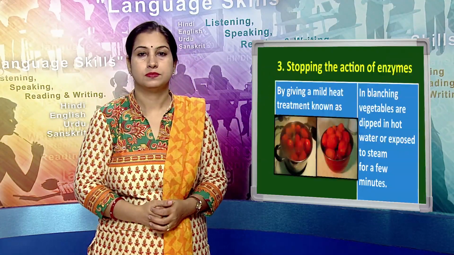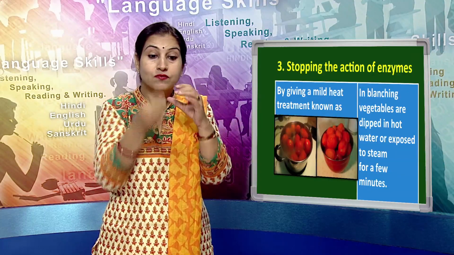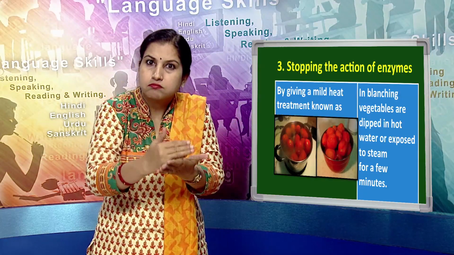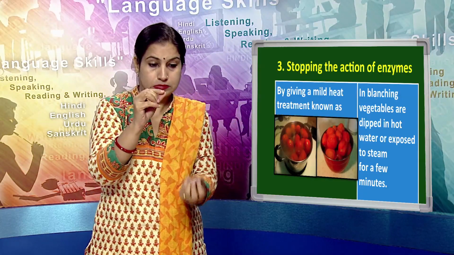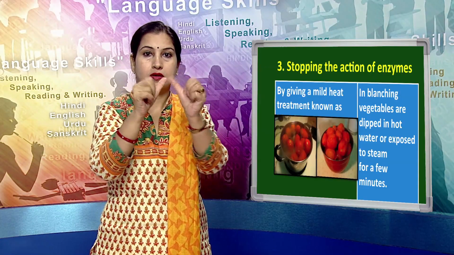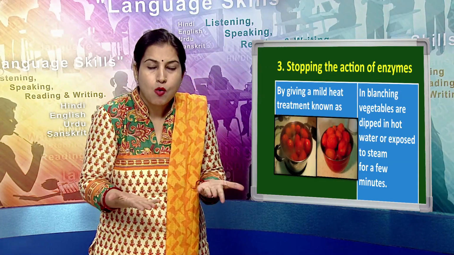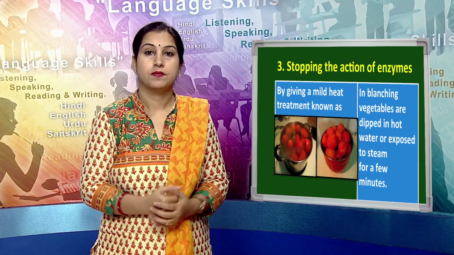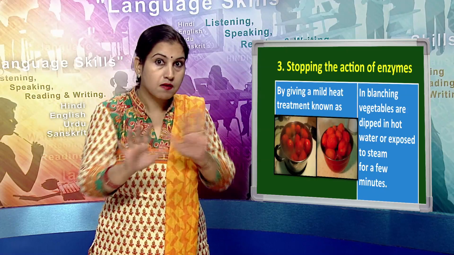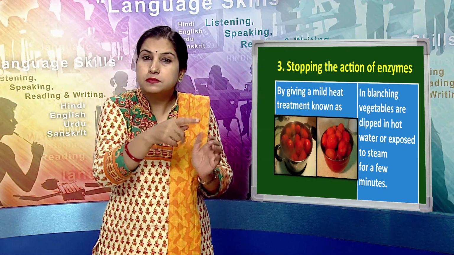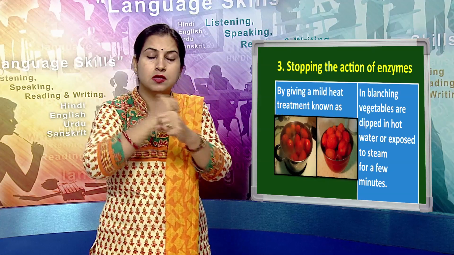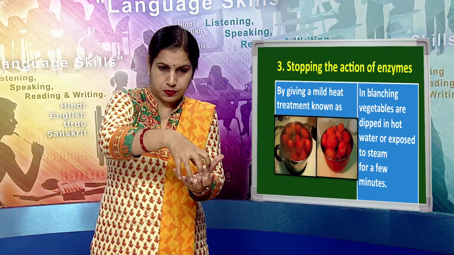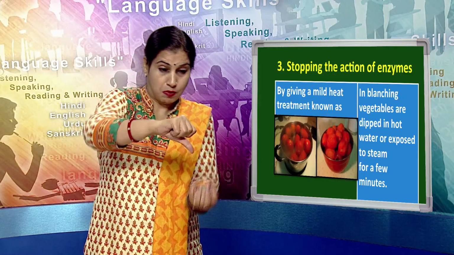Stopping the actions of enzymes. By giving a mild heat treatment known as blanching. Blanching is a method of food preservation. In blanching, vegetables are dipped in hot water or exposed to steam for a few minutes only.